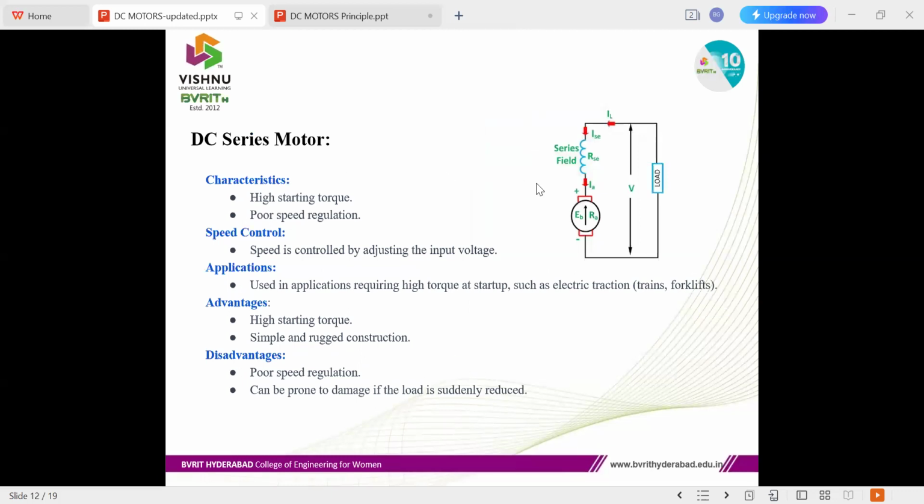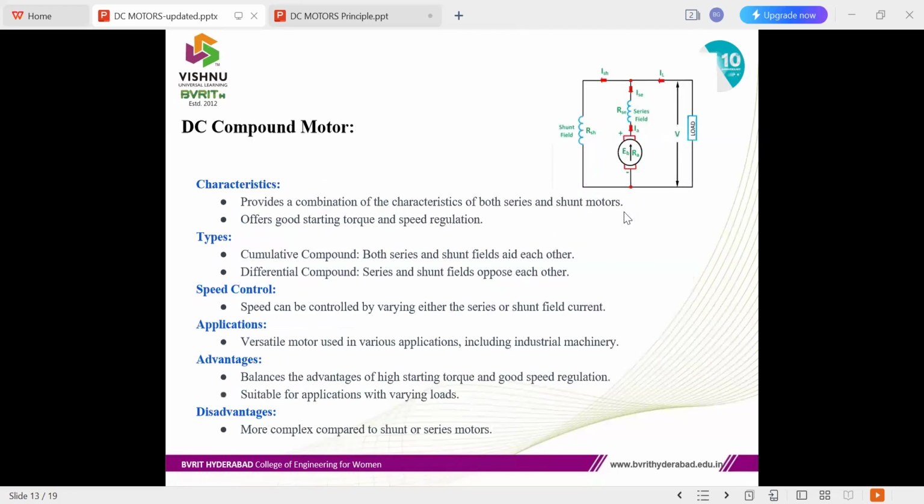DC series motor: in this, the field winding is connected in series with the armature winding. It has high starting torque and poor speed regulation. Speed can be controlled by adjusting the input voltage. It is used where we need a high starting torque, like electric traction, trains and hoists. It is simple and rugged in construction, but it has poor speed regulation and can be prone to damage if the load is suddenly reduced.